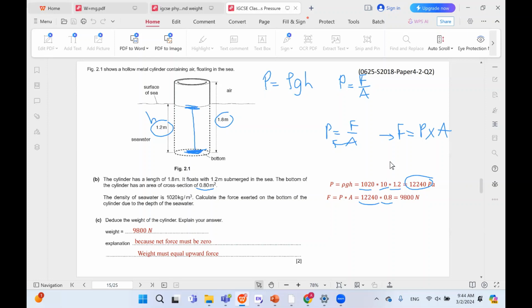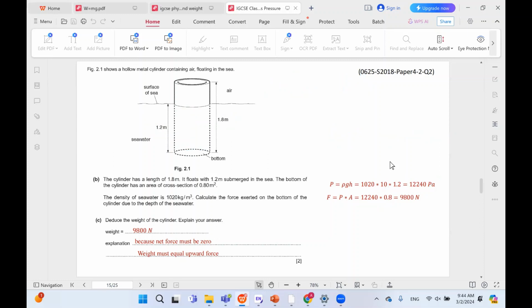Next, we are told: deduce the weight of the cylinder and explain your answer. Now, since the cylinder is floating, so it's in equilibrium, the force that we calculated in B, which is the force by the liquid on the cylinder, must be the same as the weight of the cylinder. Otherwise, the cylinder will move. It will move up or down. So now that we know that it's floating at a certain level, we know that it's in equilibrium, so the net force must be 0, and the weight must equal the upward force exerted by the water, which is like the upthrust of the water.